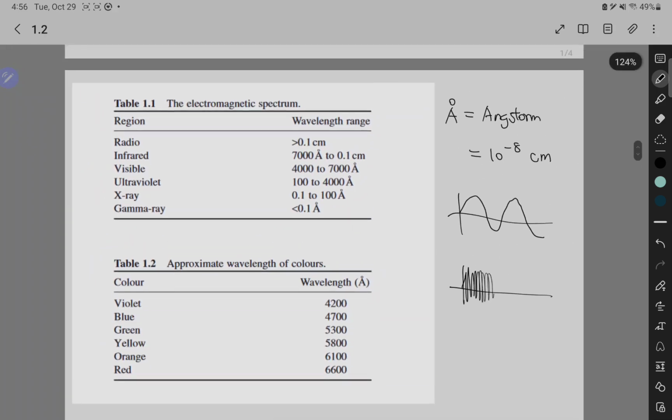But this is a brief introduction to the electromagnetic spectrum and the regions and colors they have. And in my next video, I'm going to go into detail about these.